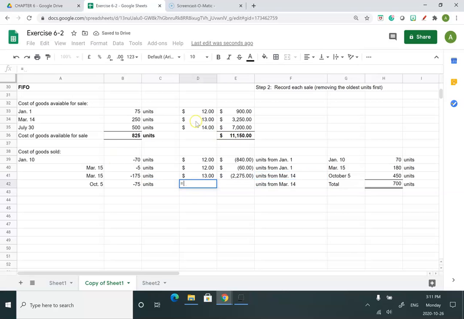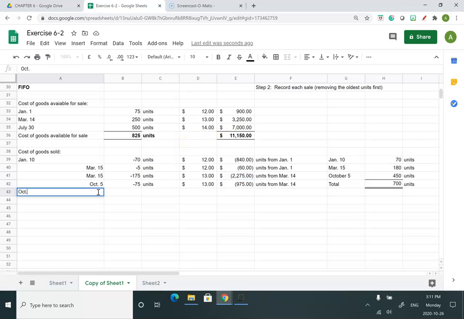So I'll grab that purchase price and multiply. 75 times 13 gives me 975. So now I know that I've sold all the March 14th units. And we'll just do this again. If I add up all of the units that we said we sold from the March 14th purchase, that comes to 3,250, which is that amount there. So there's none of the January 1st left, and there's none of the March 14th left.